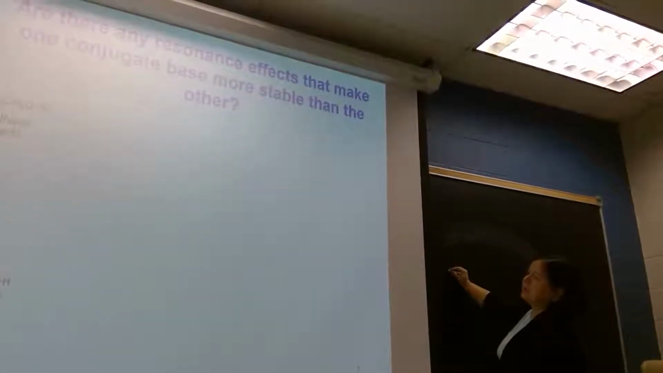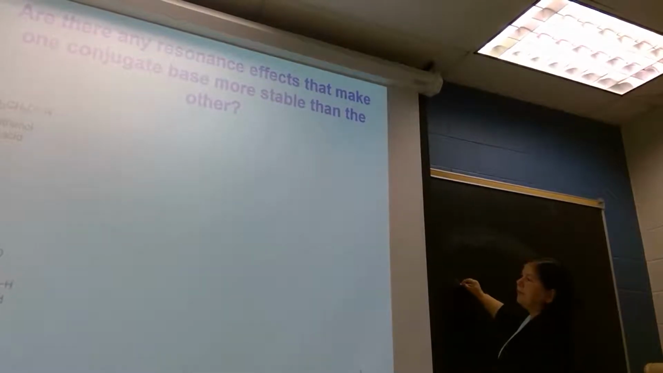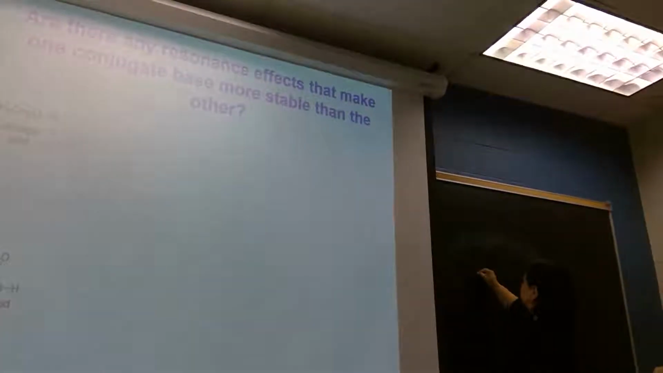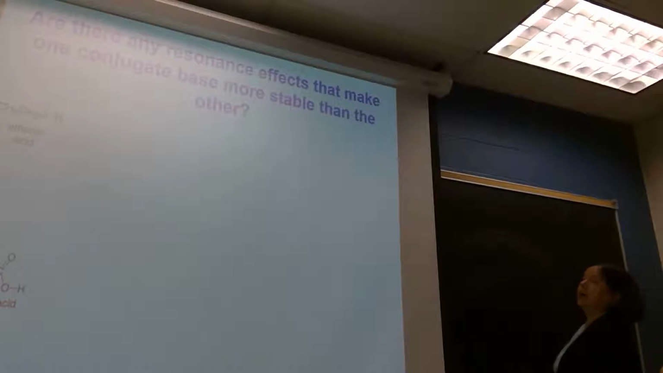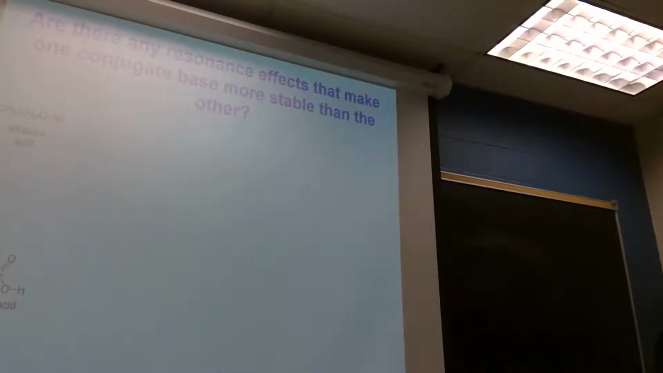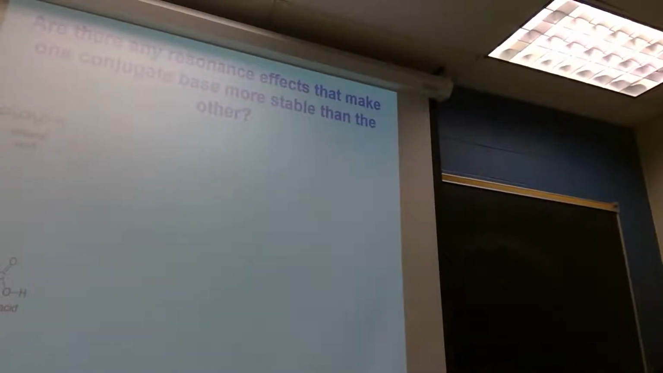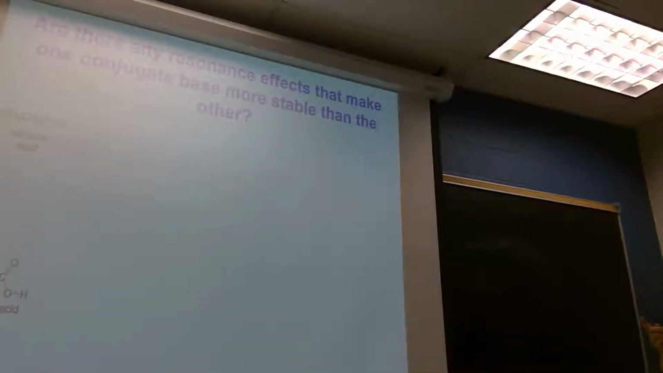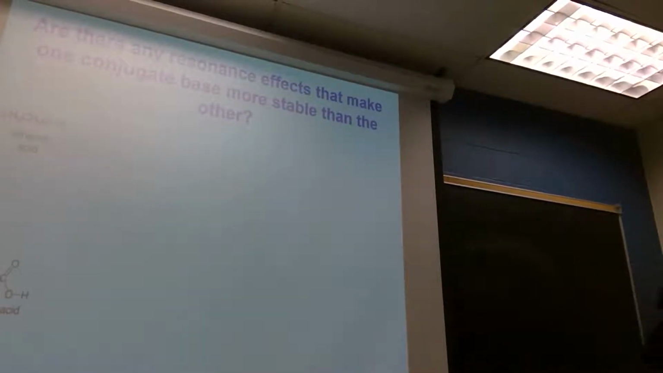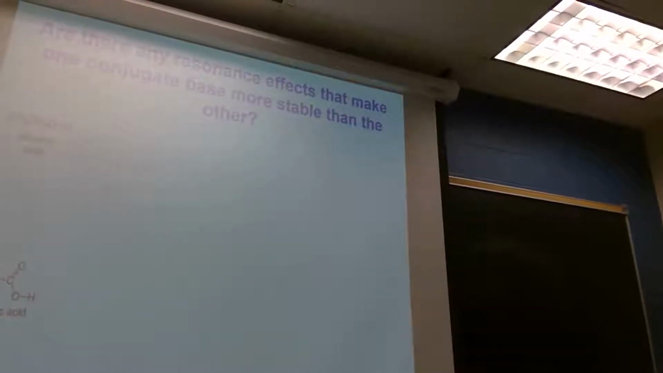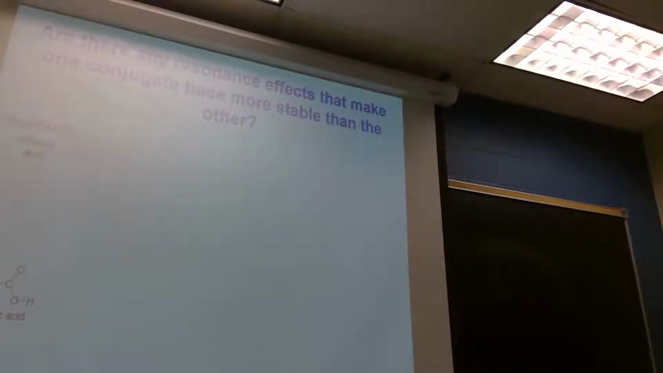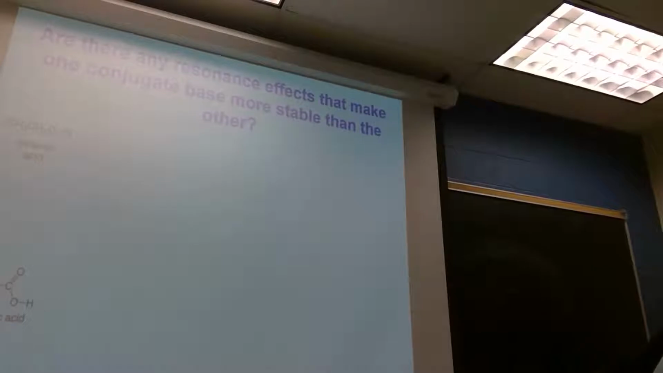So that's a conjugated base for one, this is the conjugated base of the other. If you have a question about which is the stronger acid, first draw the conjugated bases and then decide which of these two is more stable. The more stable the conjugated base, the stronger the acid. So which of these two conjugated bases is more stable?